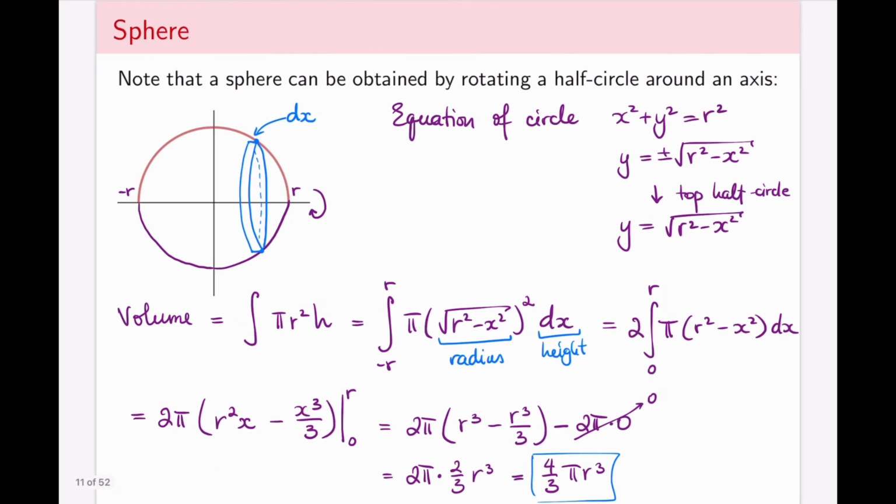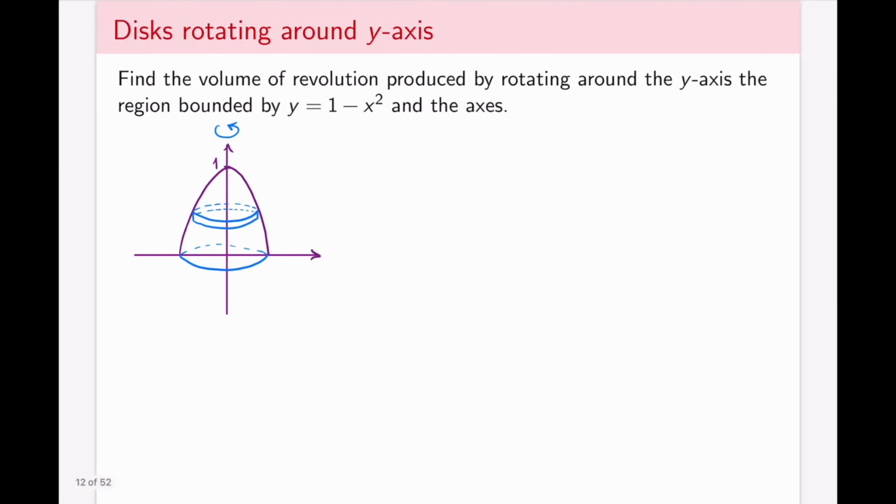Notice that in the previous example, my disk was centered on the x-axis, and it was rotated around the x-axis, right? Which also meant that its height was parallel to the x-axis and expressed in terms of x. In this example here, it's centered on the y-axis, it spans around the y-axis, and its thickness is parallel to the y-axis, which means that its thickness is going to be expressed in terms of y.